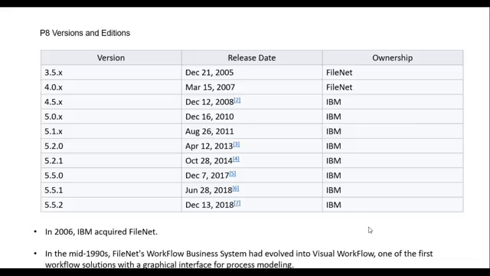What is the latest one currently in the market? 5.3 is the latest one. After that, I have not seen a release. Okay, 5.5.3. So 5.5.5 is the latest version for FileNet.